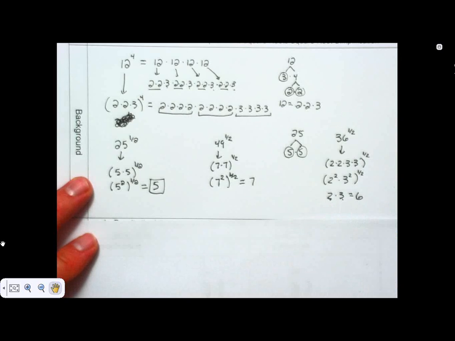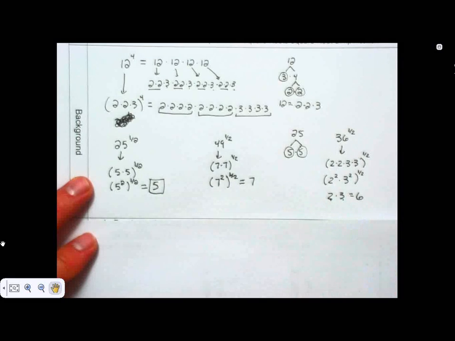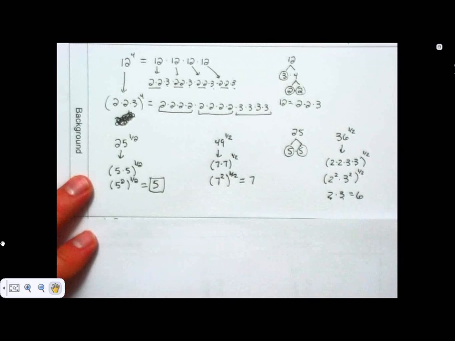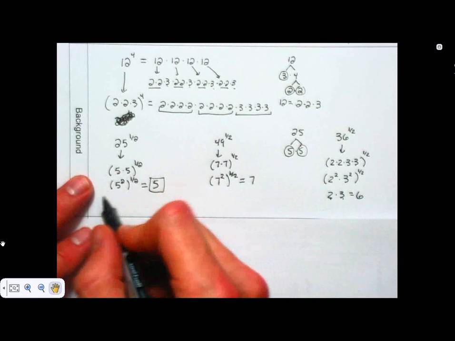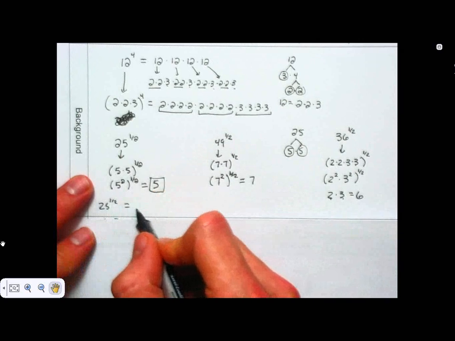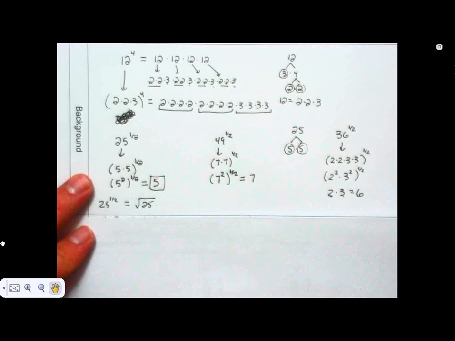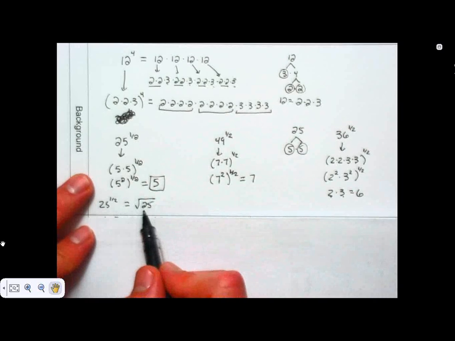Okay, the reason why I'm showing you the fractional exponents is because they're used so often in math that there's a symbol invented for them. So 25 to the 1/2 power is how people commonly write this. People commonly write 25 to the 1/2 power as the square root of 25. They mean the same exact thing.